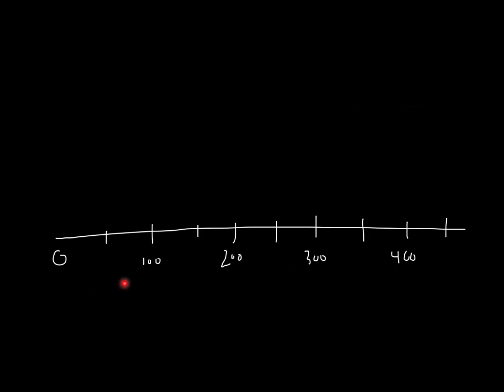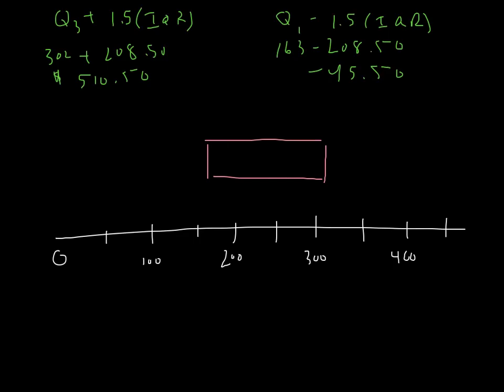Now what I want to do is drop in my Q1 and my Q3, and construct that box. My Q1 was at 163, so that's just past the 150 mark. And then my Q3 was at 302, so right here. So there's my box.